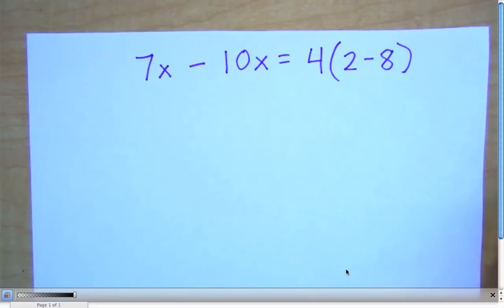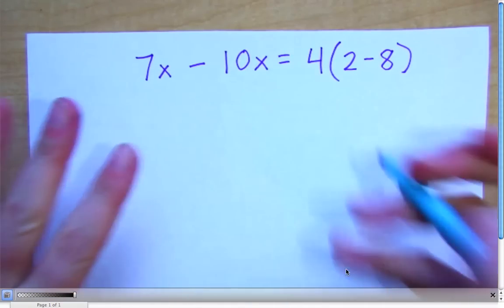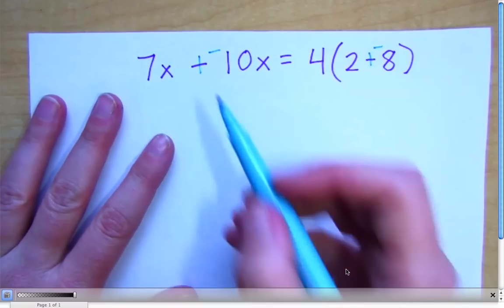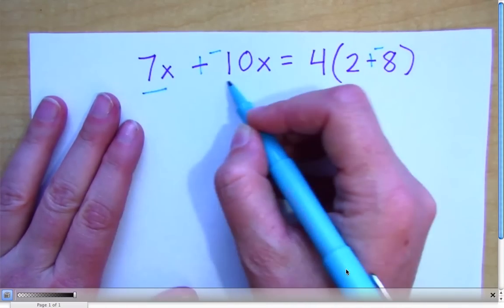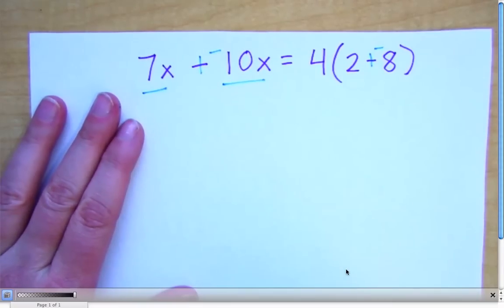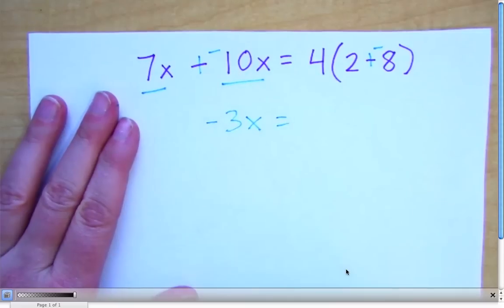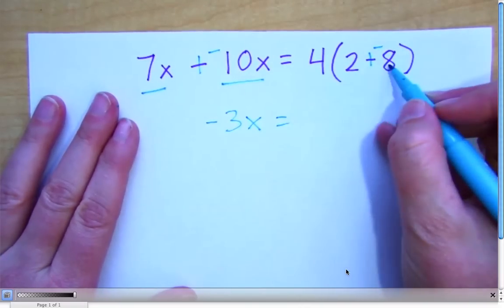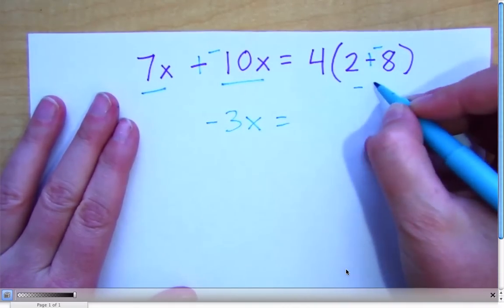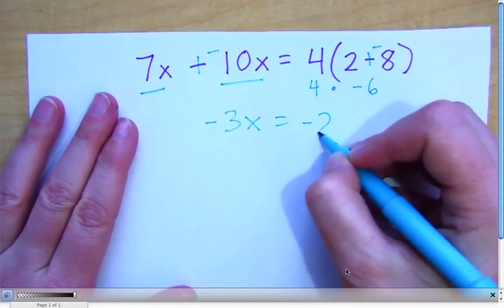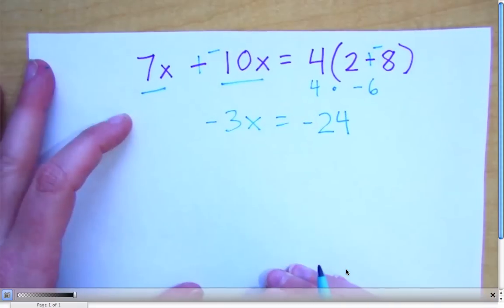All right, so let's look at one more where we're combining some like terms. So I'm going to first simplify. Actually, even before that, I'm going to change these to plus negatives. All right, so on my left side, I have 7x and negative 10x. So 7 and negative 10 is negative 3x altogether. On my right side, 2 and negative 8 is negative 6 times 4, so that's negative 24 altogether.